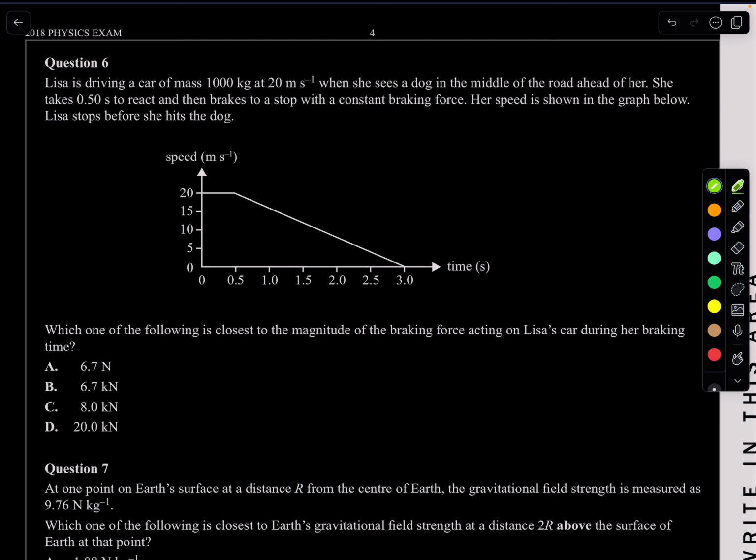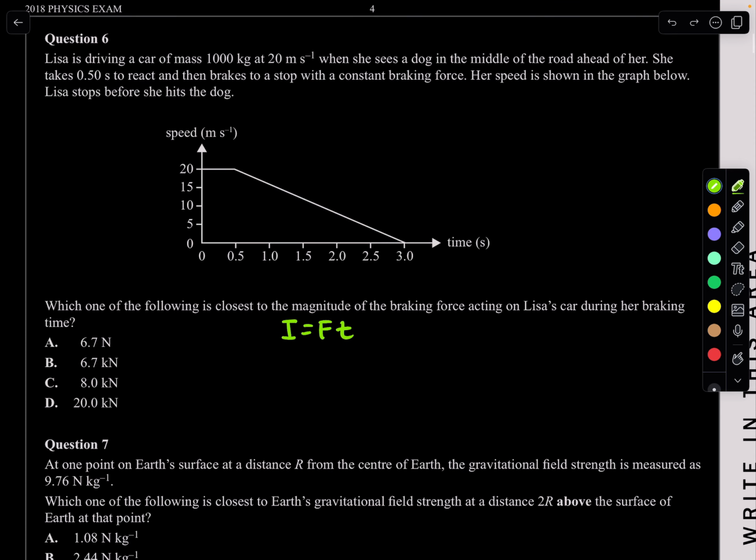Alright, so we want the force. You should know this formula; it should come to your head straight away. I is equal to F times t, where F is the magnitude of the braking force, t is the time that she took braking, and I is your impulse. Luckily we have this graph over here that tells us the change in speed. And remember, impulse is just the change in momentum, which is just mv minus mu.